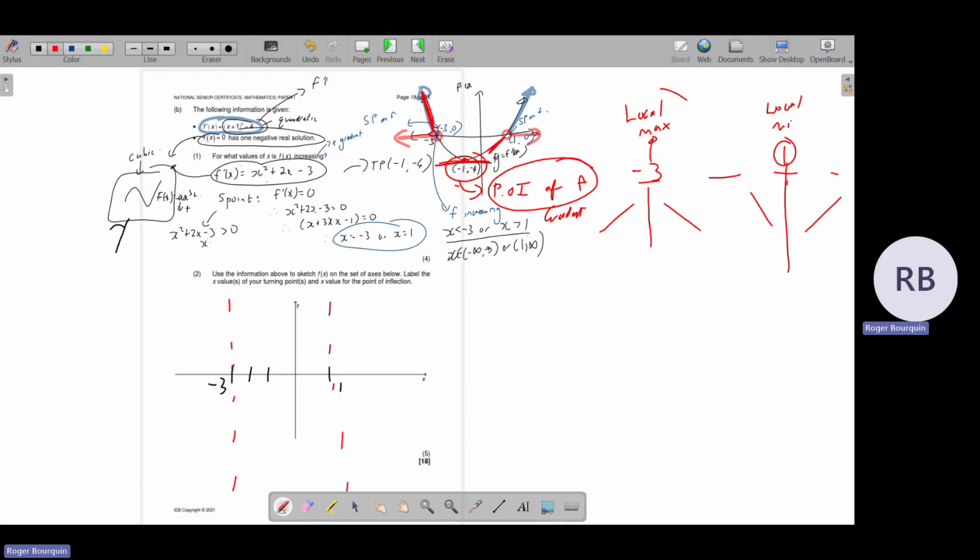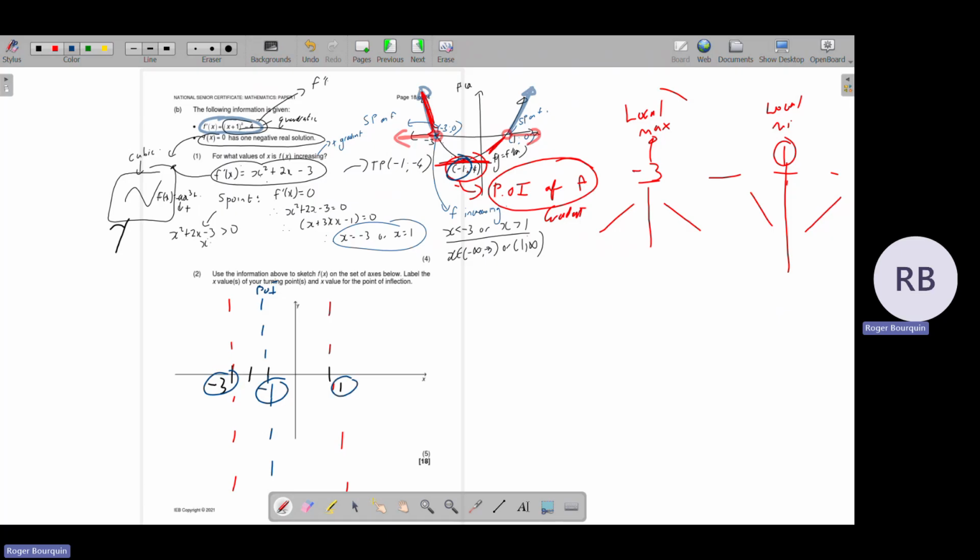Are you with me? So your point of inflection is going to happen where? At x is equal to -1. So along this line over here is going to be my point of inflection. It's halfway between -3 and 1; mine's not to scale.